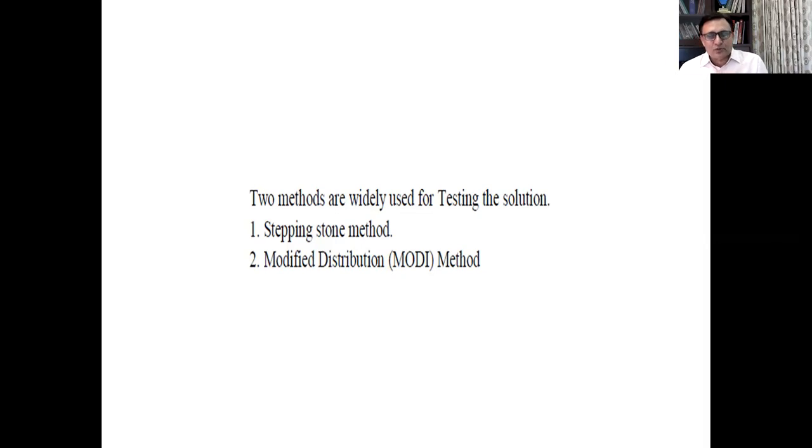So stepping stone method and modified distribution method are basically evaluating the scope of allocating units to the unoccupied cells to find out whether there is an improvement in the index. That means if we are going to decrease the cost, then there is a possibility of improvement. If we are not going to decrease the cost, it means there is no possibility of improvement and the solution we have got is the optimal solution.